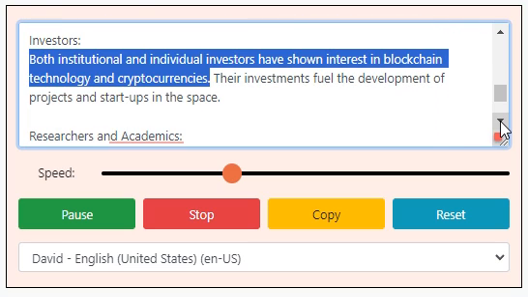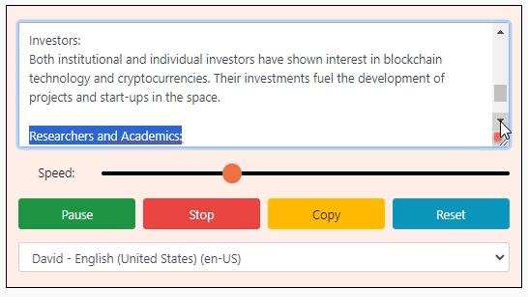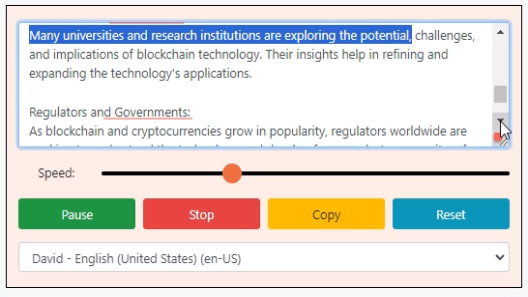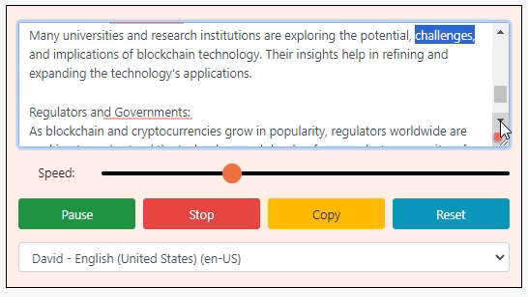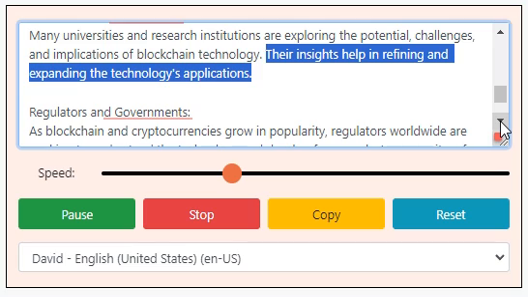Investors. Both institutional and individual investors have shown interest in blockchain technology and cryptocurrencies. Their investments fuel the development of projects and startups in the space. Researchers and academics. Many universities and research institutions are exploring the potential, challenges, and implications of blockchain technology. Their insights help in refining and expanding the technology's applications.